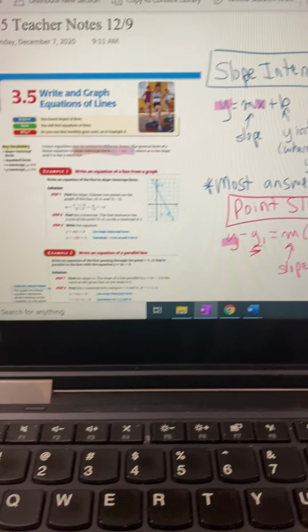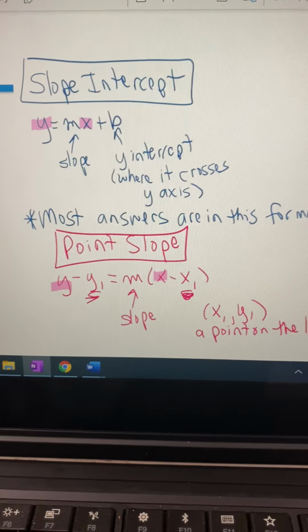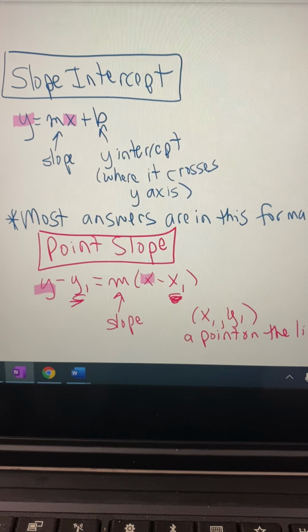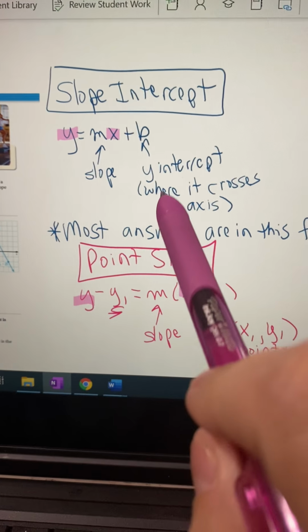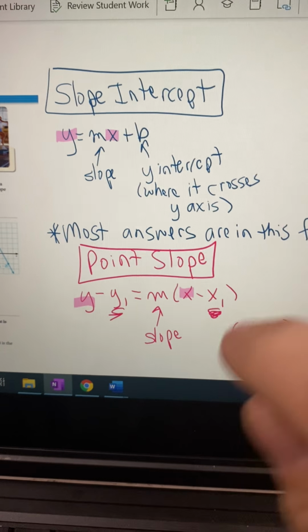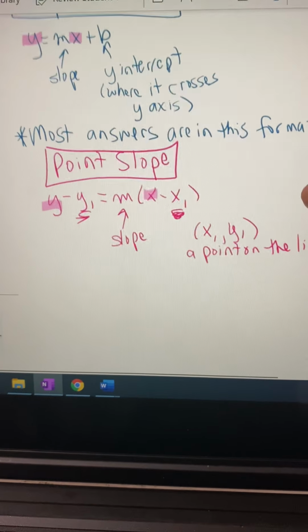So 3.5, there are two formats I need you to know. Slope-intercept formula, which is y equals mx plus b. M is your slope, b is your y-intercept. Most answers are in that format, so that's the one you're probably most familiar with.